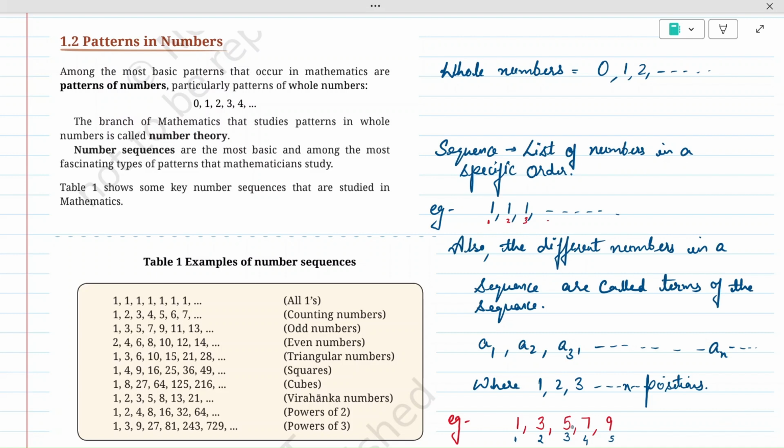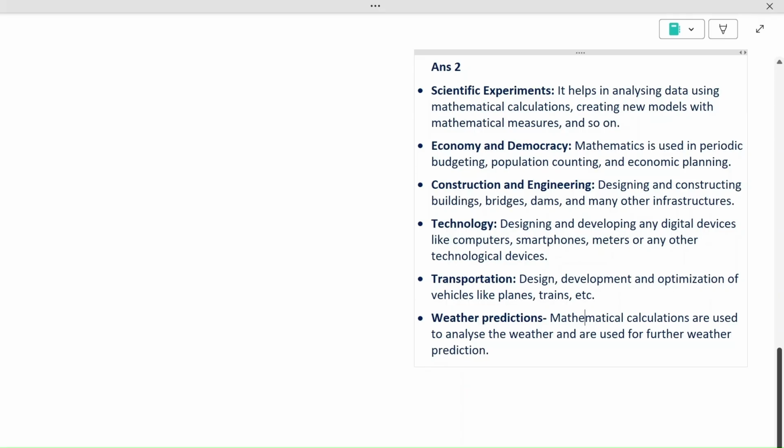This is how we describe a sequence. A sequence has terms and it has positions, and on those positions these terms are present. Also, a sequence follows a particular pattern. These are the number sequences, and they are going to follow a number pattern. We have all these examples of number sequences which we are going to take now. In the next class, we will start with patterns in numbers and learn about the sequences.